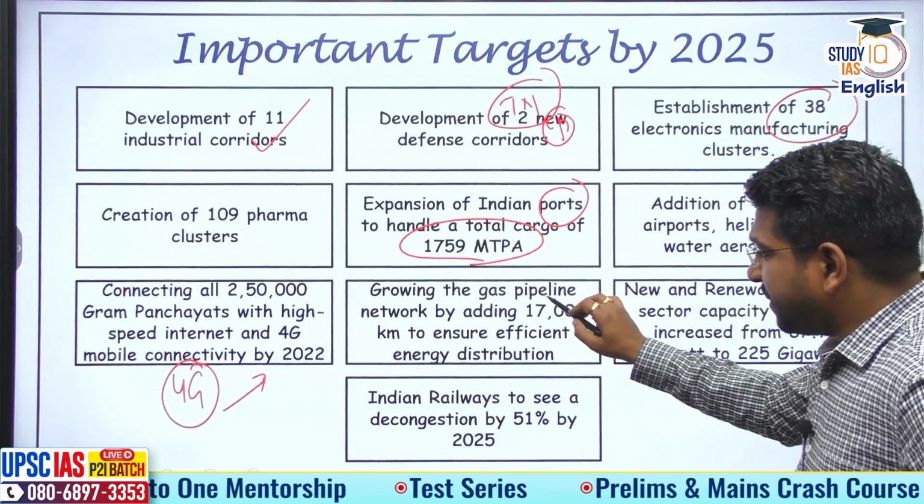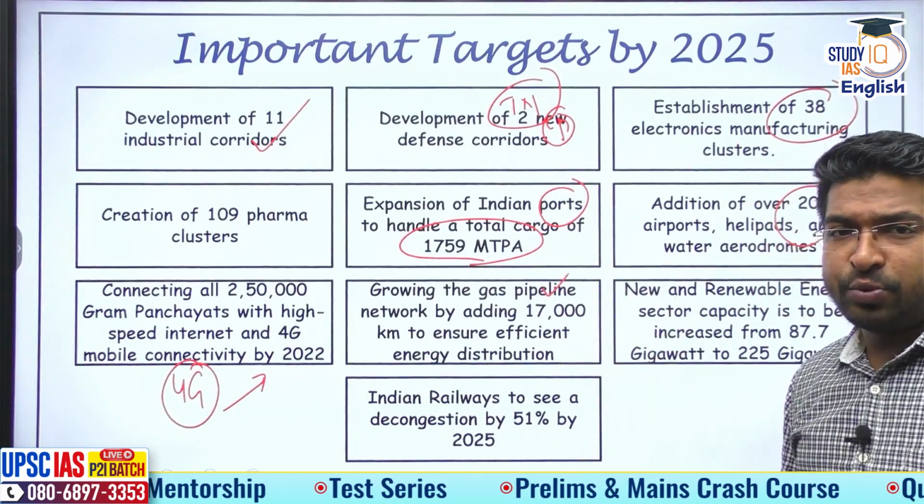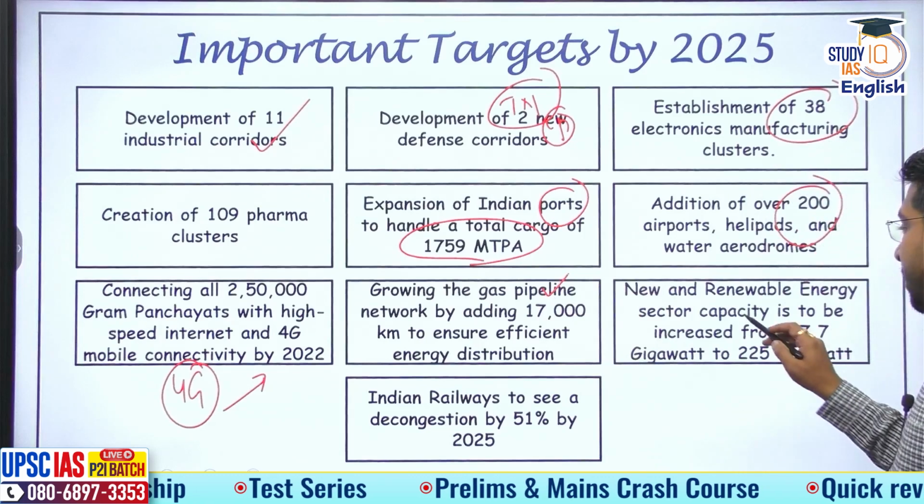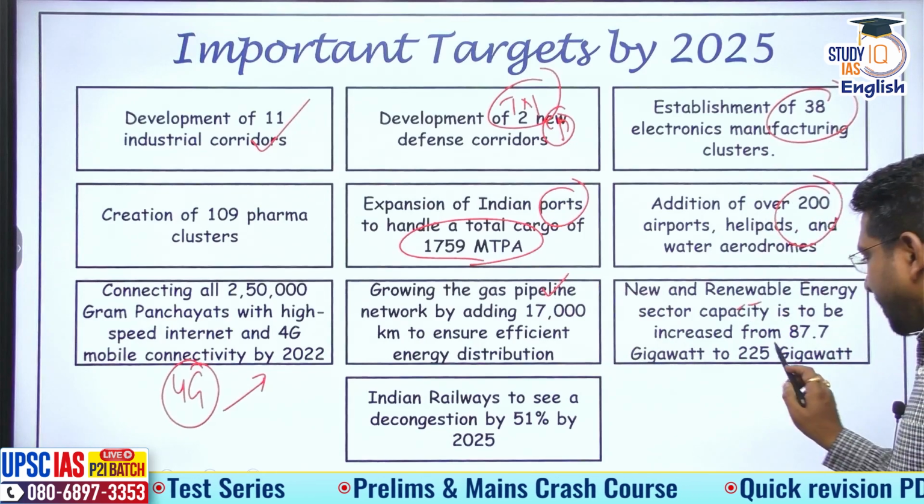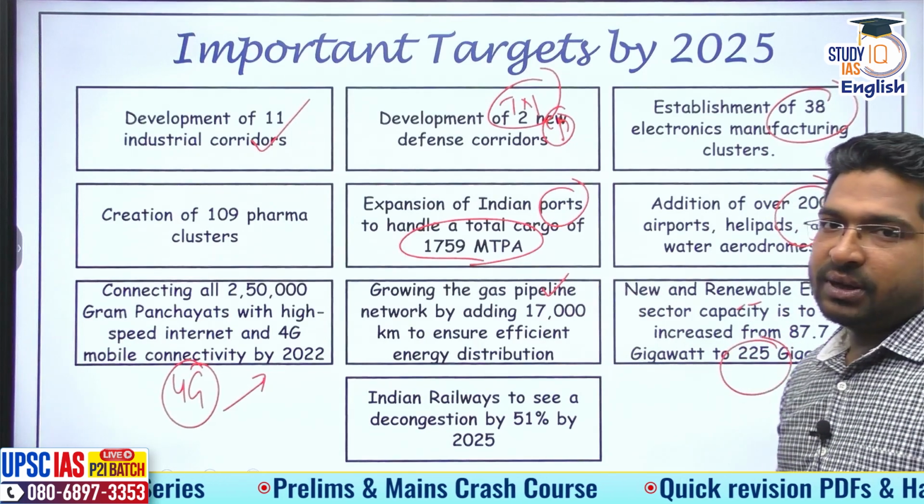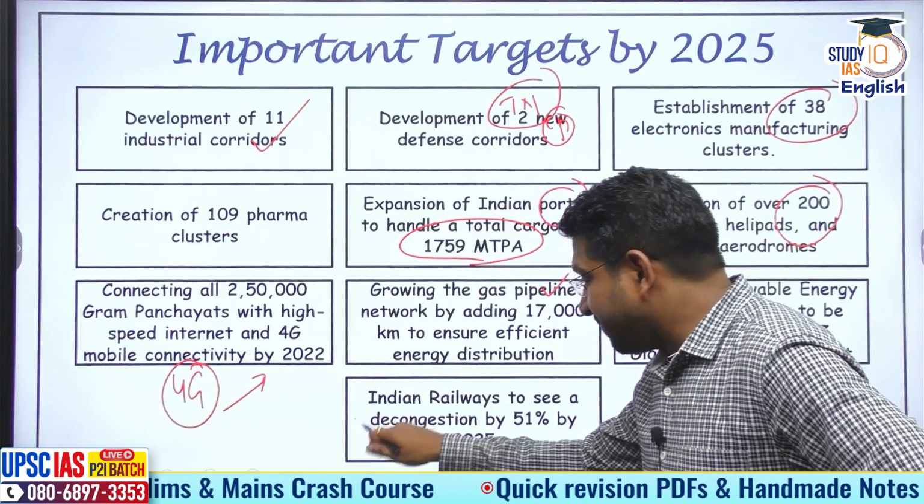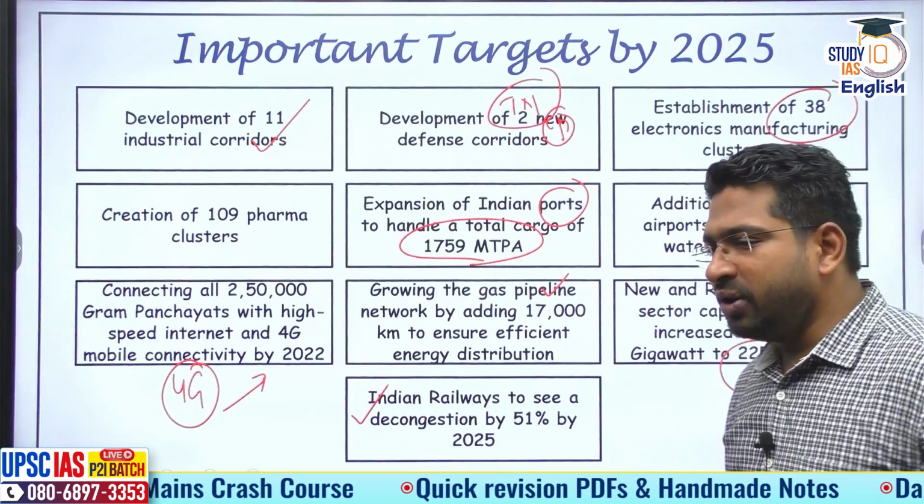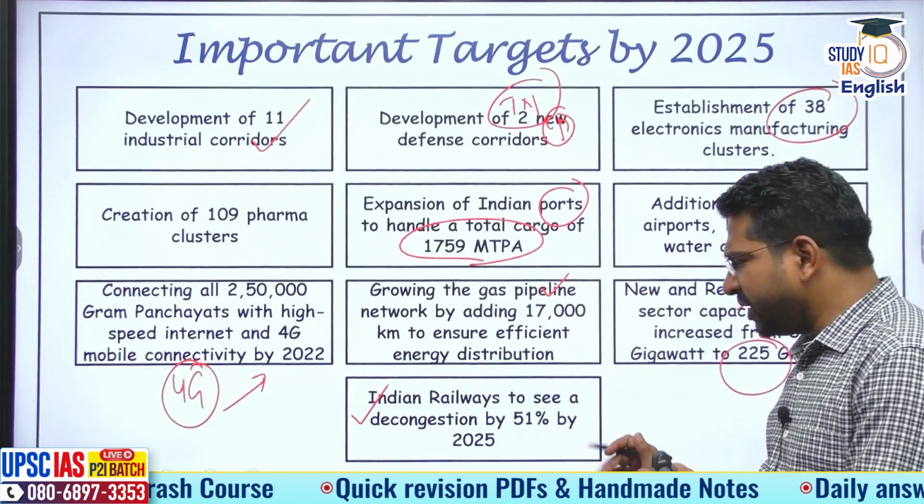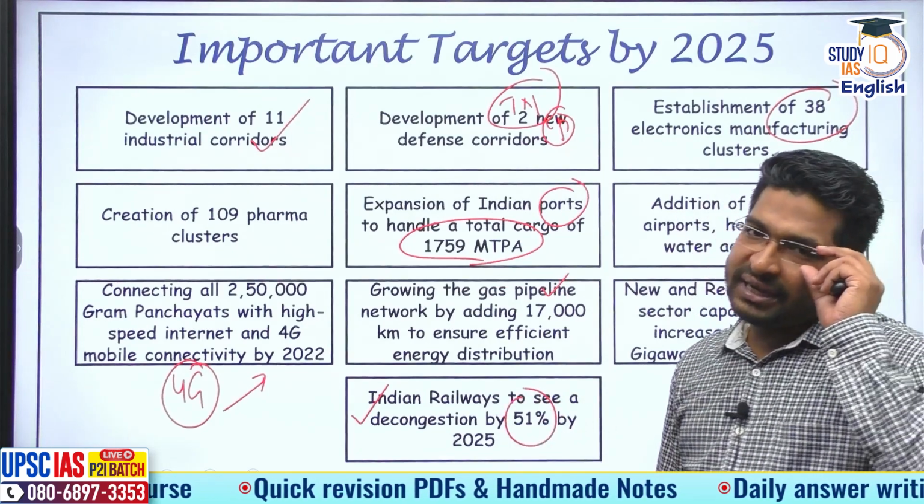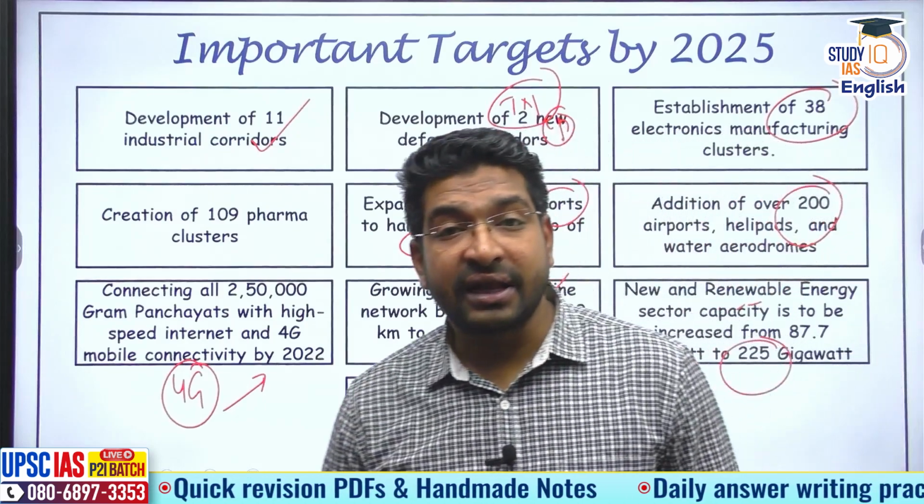Apart from that, gas pipeline would be enhanced. 17,000 kilometer gas pipeline would be added. New and renewable energy sector capacity is going to be enhanced to 225 gigawatt, the target by 2025. Apart from that, Indian Railways decongestion plan is also going on, where a lot of approvals have happened. By 2025, there would be 51% decongestion in Indian Railways.